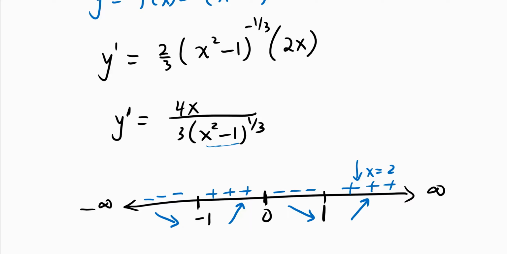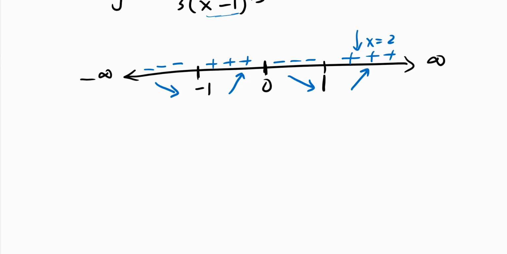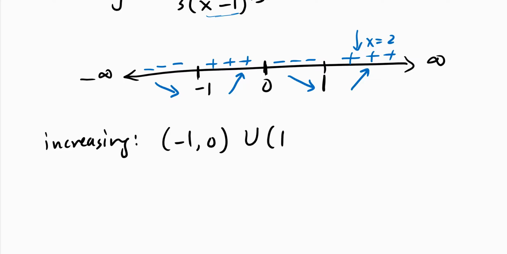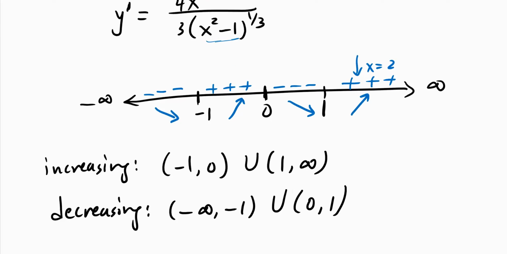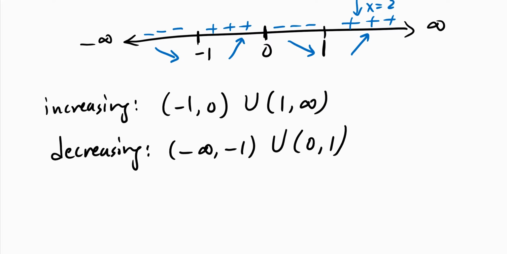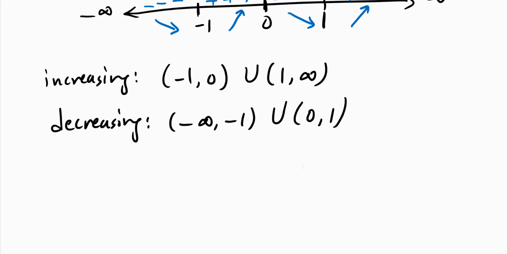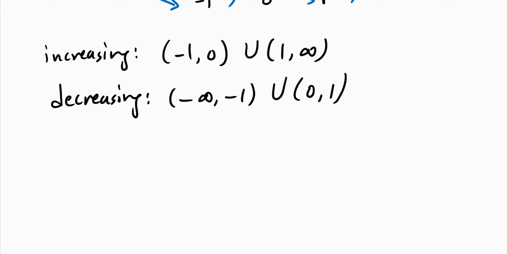So as you can see here, it's going down, up, down, up. Down means decreasing, up means increasing. So the function is increasing over the interval negative 1 to 0, union 1 to infinity, and decreasing on the other intervals, from negative infinity to negative 1, union 0 to 1. That's how we test where the function is increasing and where it is decreasing. So now in connection with this, we introduce what we call the first derivative test.